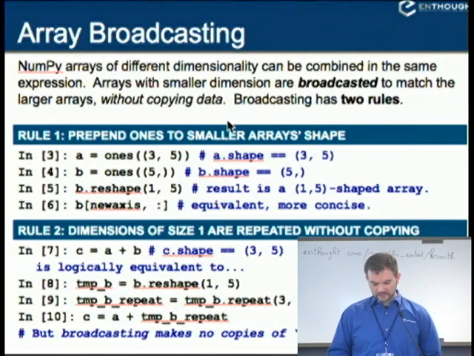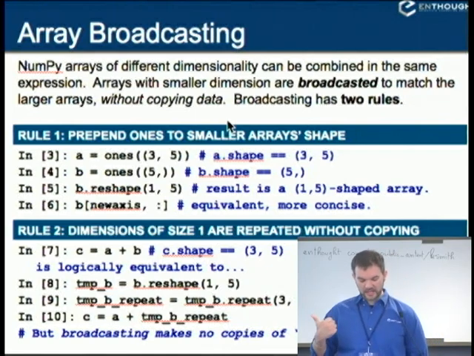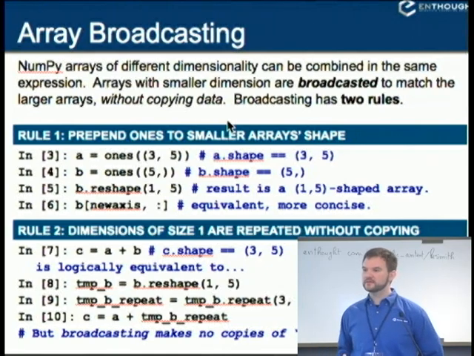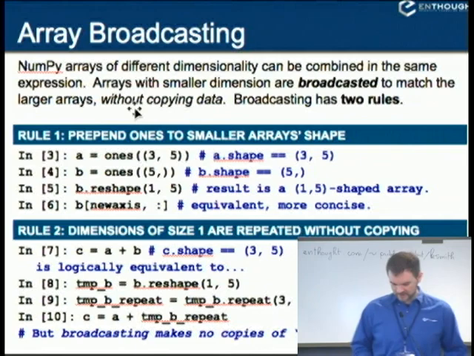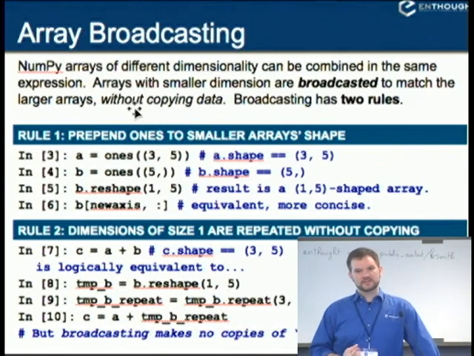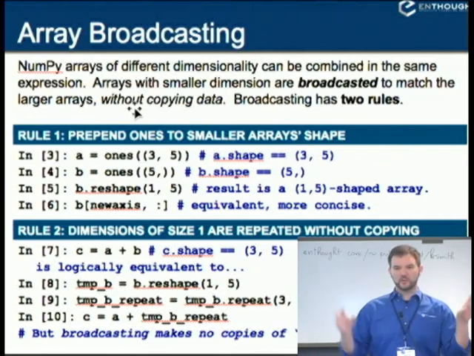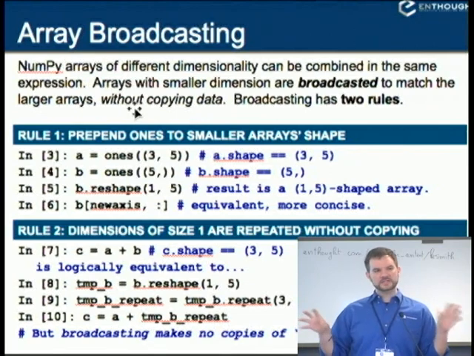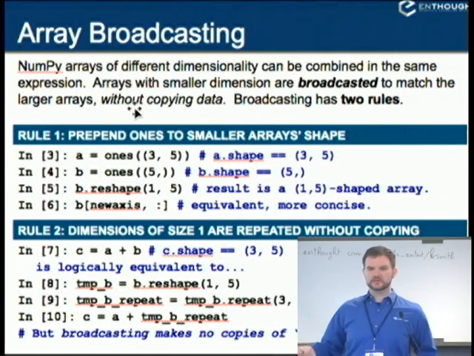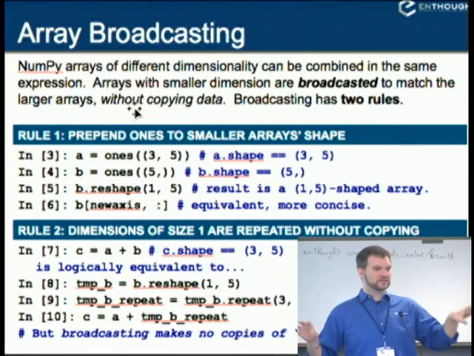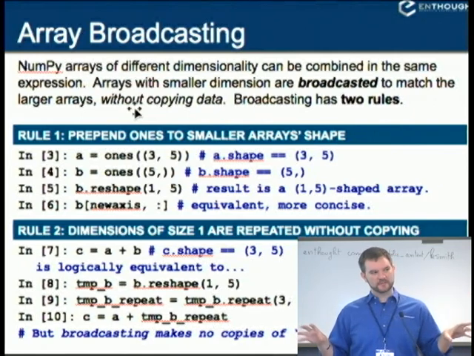So again, you have different dimensionality and different shaped arrays, and you want to combine them in some expression. There are 2 rules that are encapsulated in the term broadcasting. The first rule is if you have a 3-dimensional array and a 1-dimensional array, the smaller array, in terms of dimension, is going to have 1s prepended to its shape until it matches the number of dimensions in the largest array.